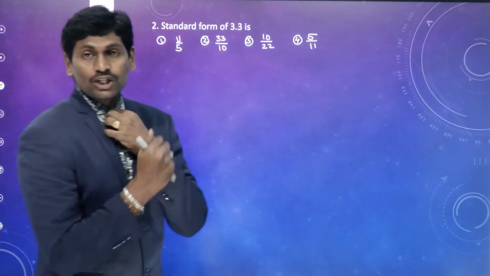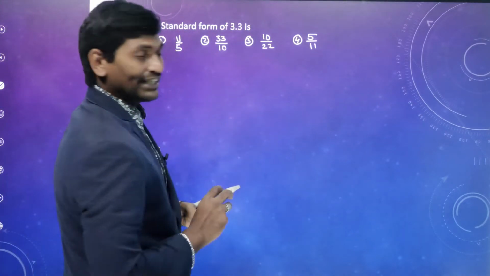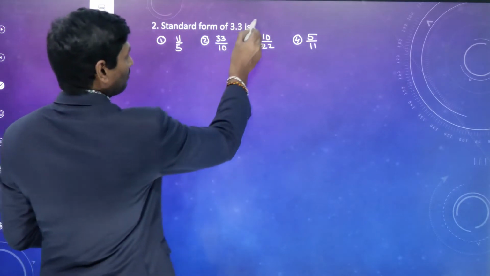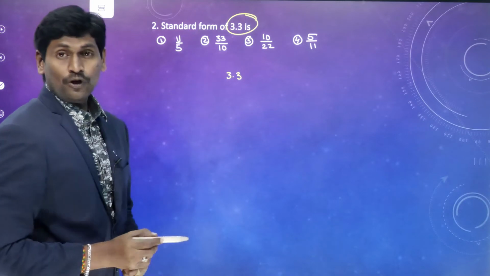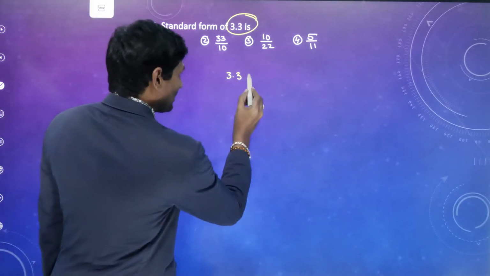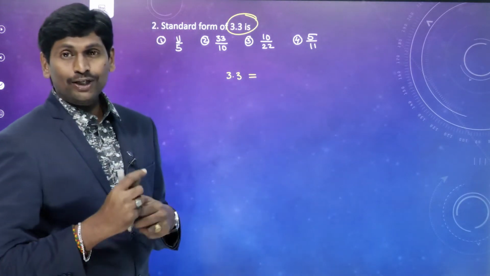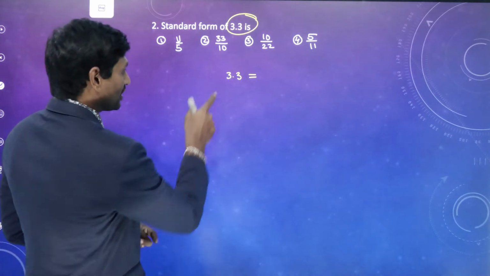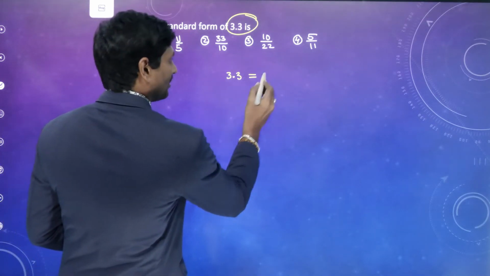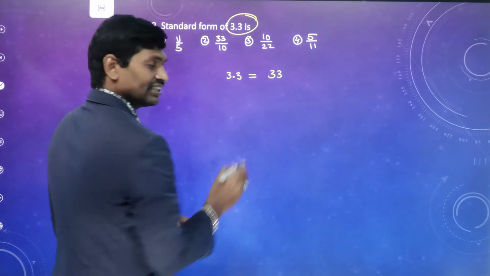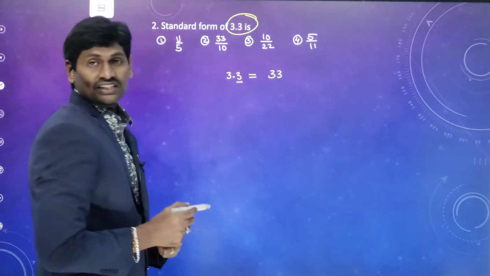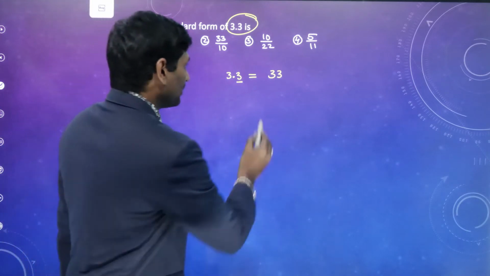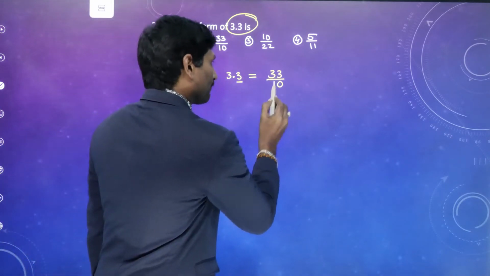Coming to the second question, the standard form of 3.3. This time a decimal number is given. What is that? 3.3. So let us convert the decimal number into fractional form. Without the decimal, it is 33, and after the point, how many digits are there? Only 1 digit, so that will be 10.